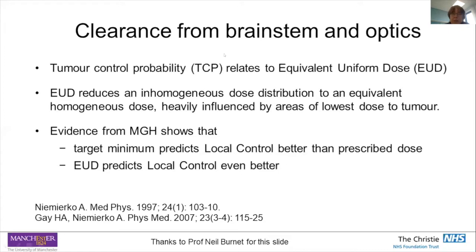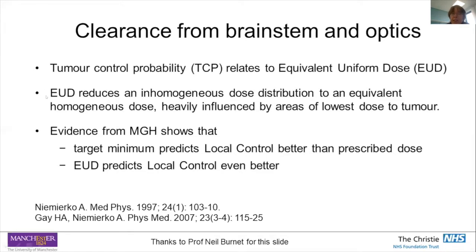Why does underdosage of just a really small part of tumour matter? Well, we think that the tumour control probability relates to what we call the equivalent uniform dose. And the equivalent uniform dose we can think of as reducing an inhomogeneous radiotherapy dose distribution to an equivalent dose distribution with an equivalent homogeneous dose. In other words, it would have the same tumour control probability as this inhomogeneous dose distribution.